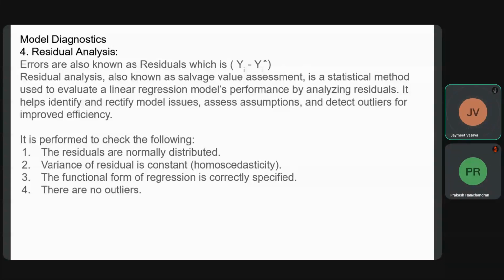For that, we perform the following checks. The residuals are normally distributed. Variance of residual is constant, or what we call homoscedasticity. Then, the functional form of the regression is correctly specified. And there are no outliers.